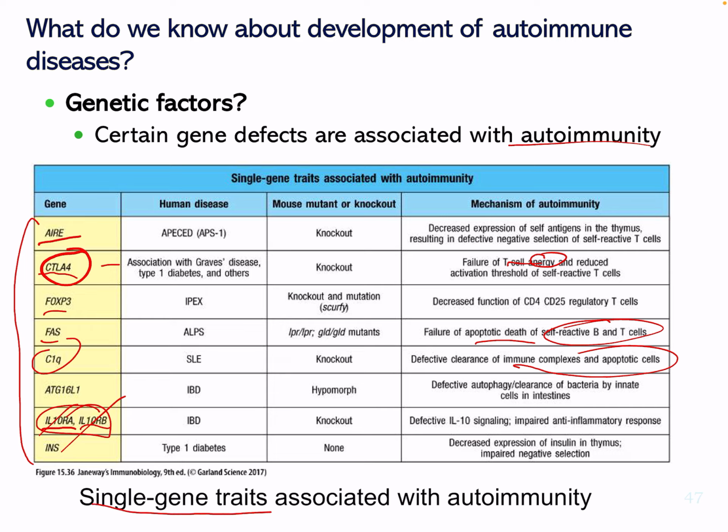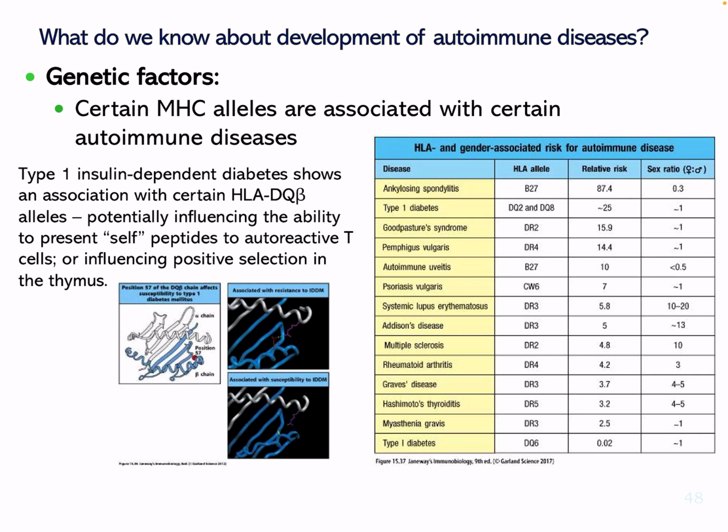And again, single gene traits associated with autoimmunity include these. You could have multiple and different variations; there's a lot of individuality. Another example is that certain MHC alleles are associated with certain autoimmune diseases. For example, type 1 insulin-dependent diabetes shows an association with certain HLA-DQ beta alleles. These are potentially influencing the ability to present self-peptides to autoreactive T cells and/or influencing positive selection in the thymus. So here's a number of different diseases and the HLA alleles.